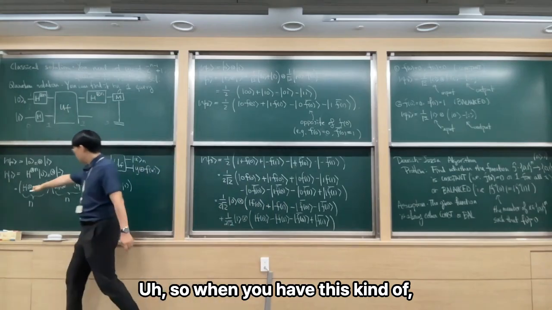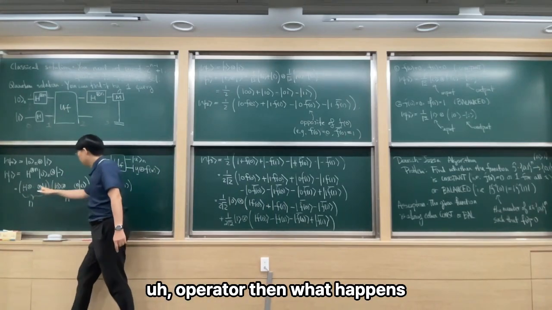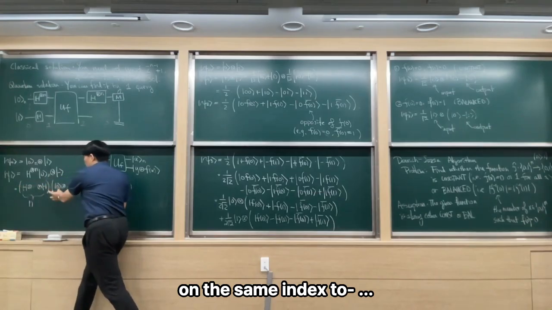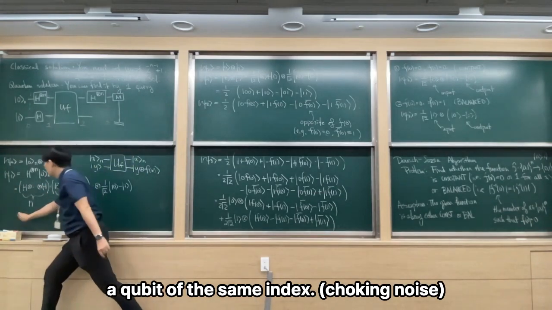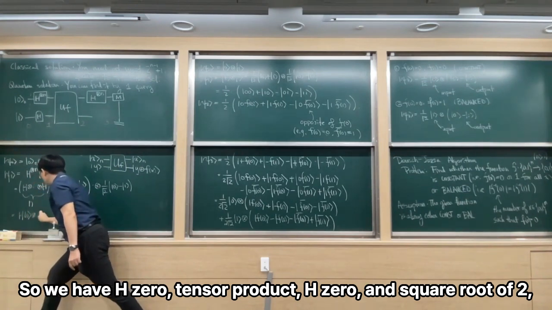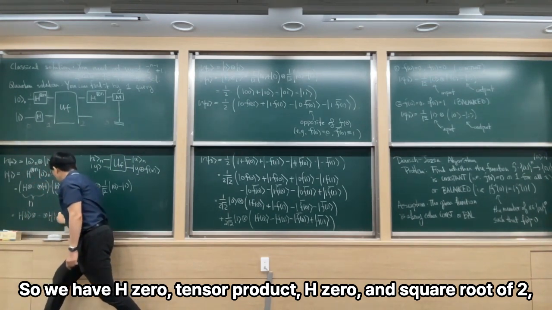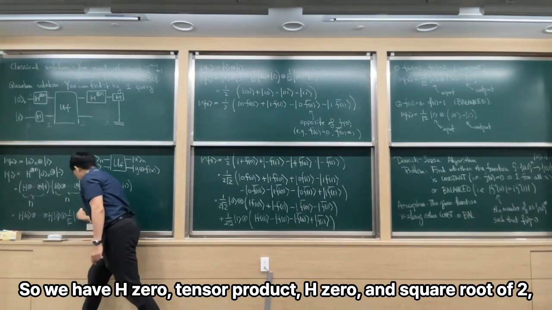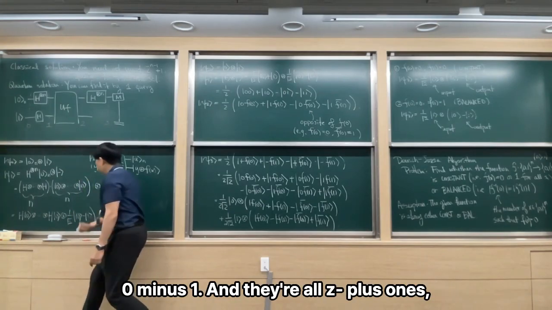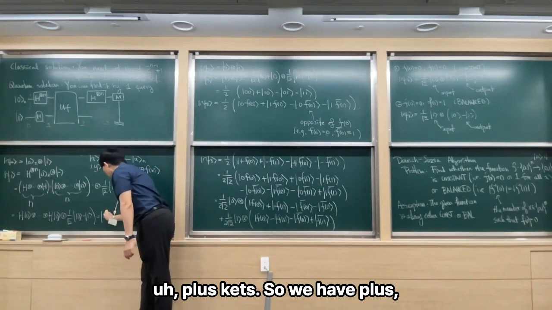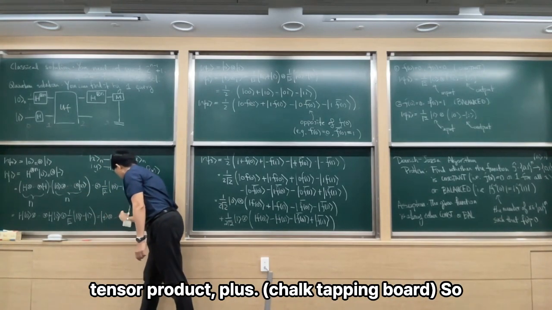When you have this kind of operator, you apply that operator on each qubit of the same index. So we have H on 0 tensor product H on 0, which is 1 over square root of 2 times ket 0 plus ket 1. And these are all plus kets. So we have plus tensor product plus.